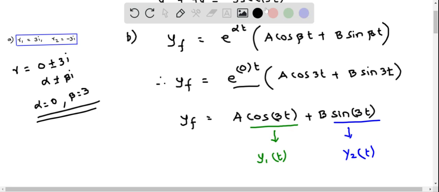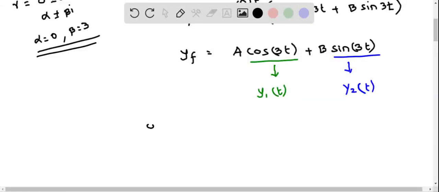So we write y1 of t equals cosine 3t, y2 of t equals sine 3t.